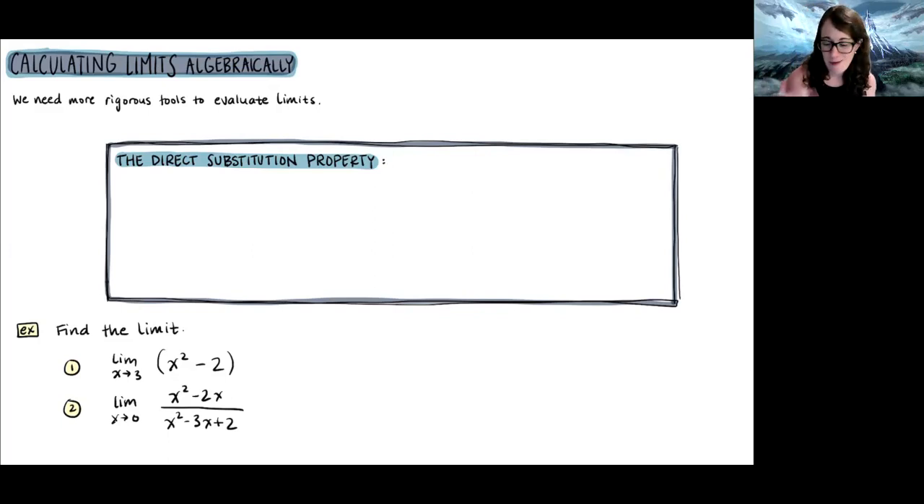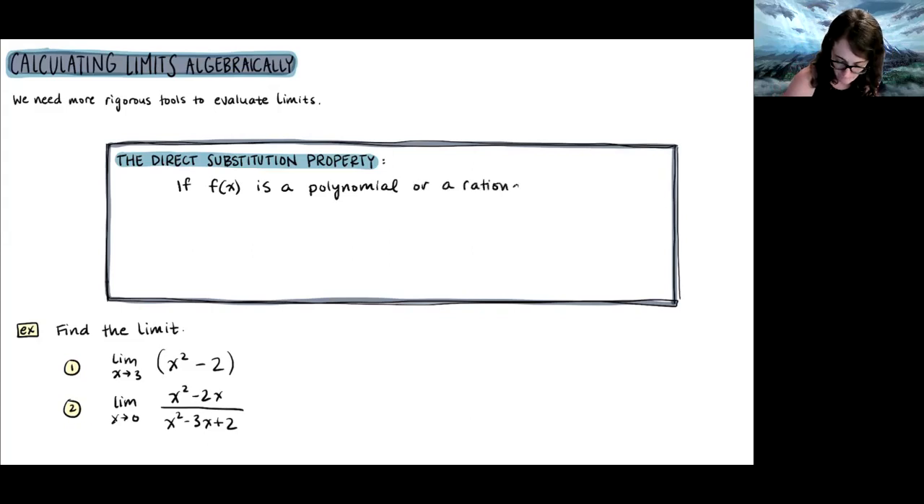Okay, so here's what a more formal way of direct substitution can be written as. So if we have a function f of x, and it is a polynomial. Okay, so a polynomial is just powers of x that are added or subtracted, maybe with some numbers or coefficients or constants in the front, or a rational function. A rational function is a polynomial divided by a polynomial.